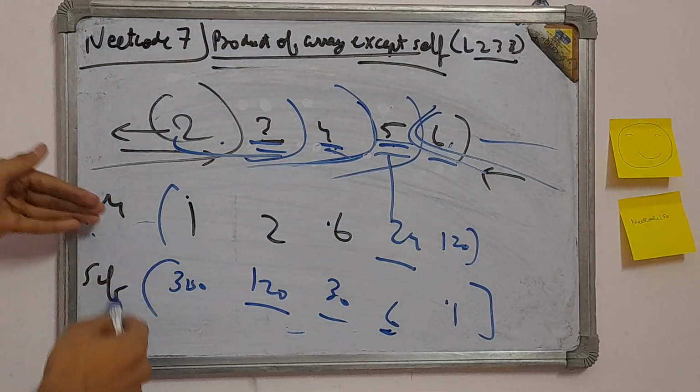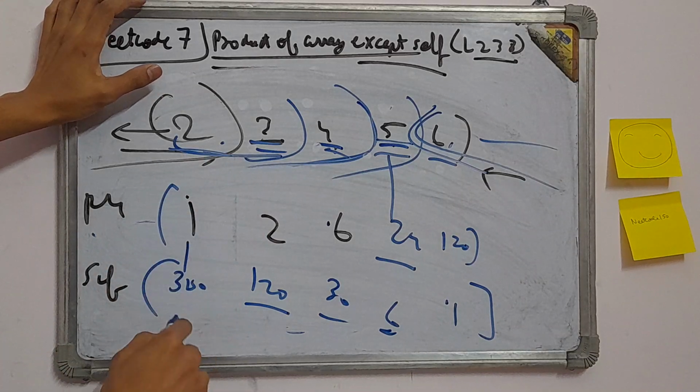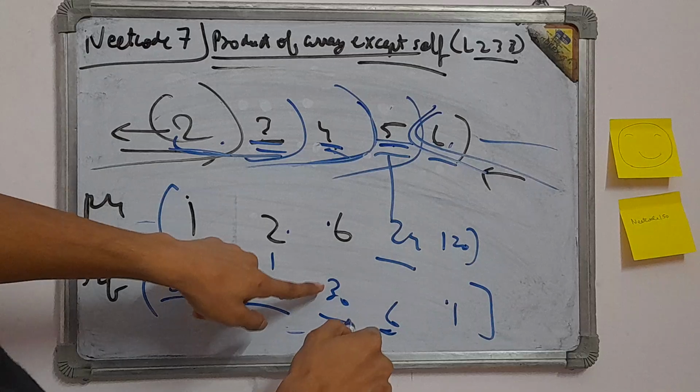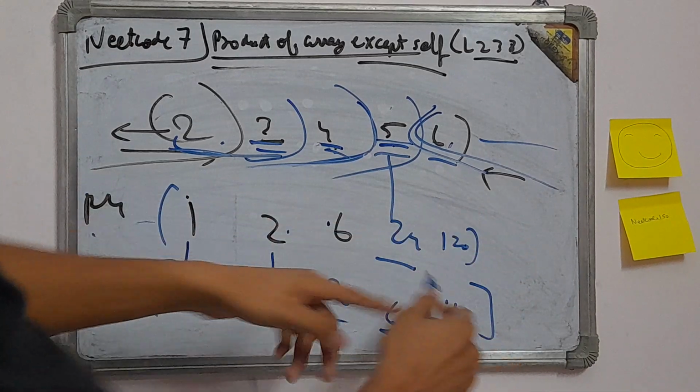Now we have the prefix and suffix of each number, so for 2, we just multiply these, we got 360. For 3, we multiply these, so we got 240. Then 180, 144 and 120, which was the original answer.